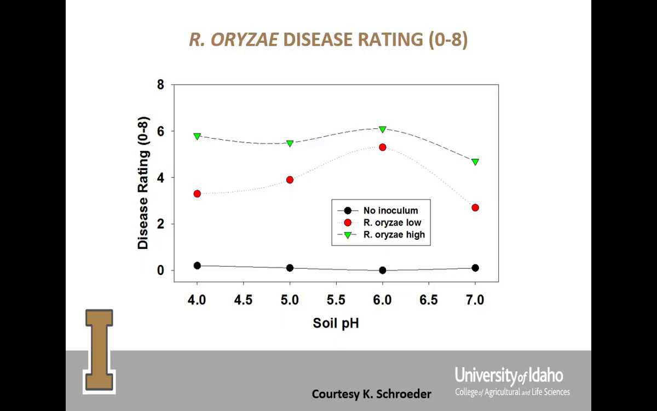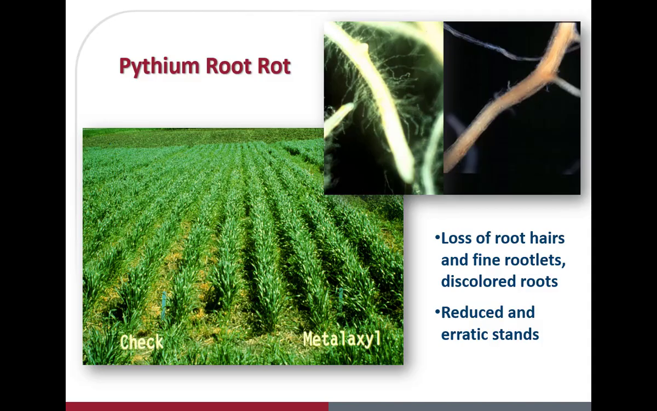Again, Kurt's data looking at the same sort of situation with pH and disease rating. With no added inoculum, there's really no response at all. It's pretty flat. As you increase the inoculum rate, you see a slight increase in disease here in these middle ranges of pH, but not what I would call a real strong response. Something, but not a real strong response.